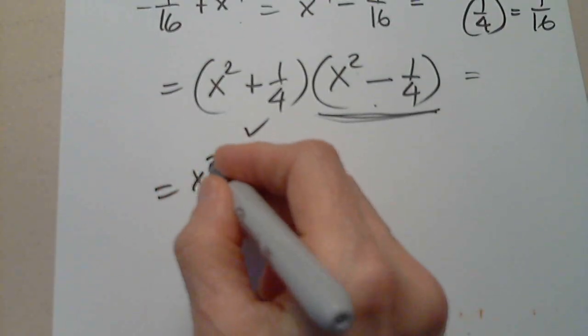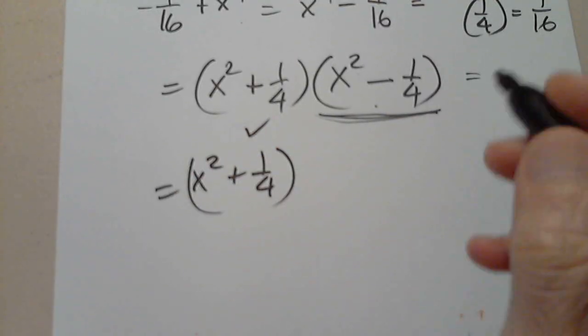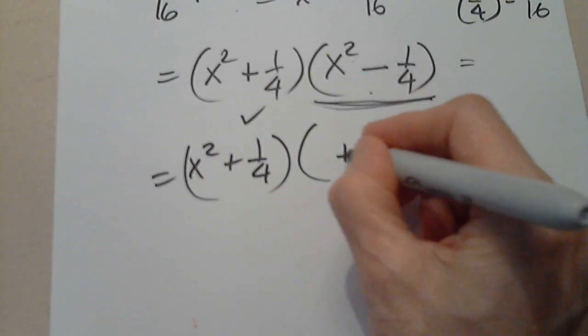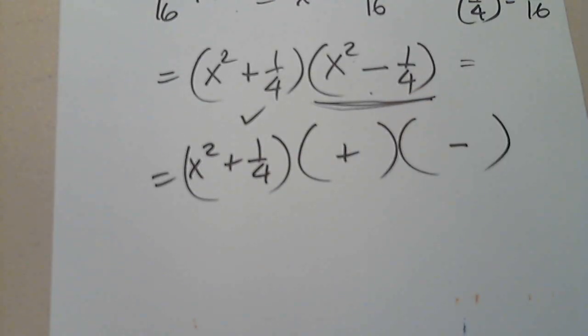Now, this is a sum of squares, but this can be further factored, and we have to. So x squared plus 1/4. Again, the difference of squares, meaning a plus and a minus, and we're looking for two binomials. Very good.